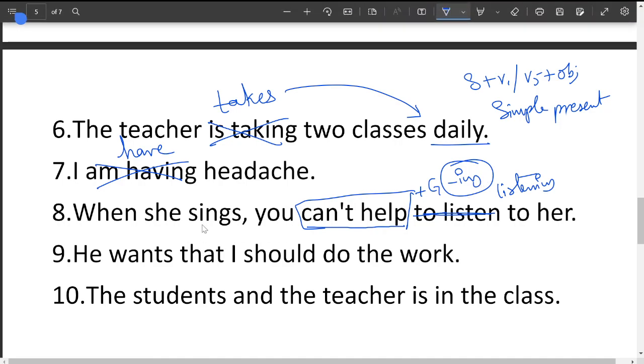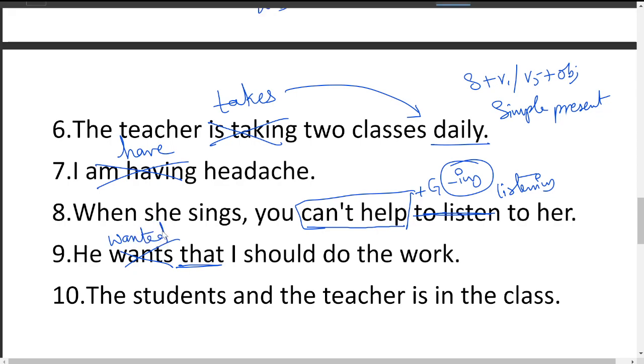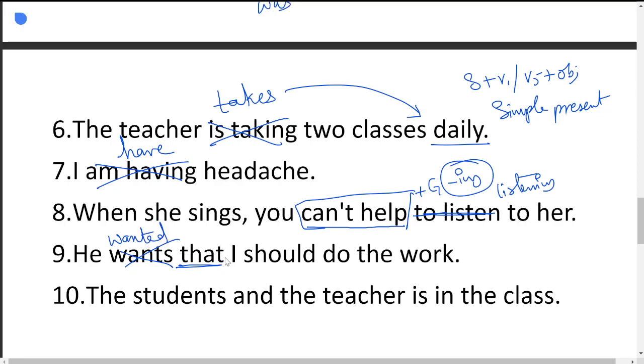Next, "he wants that I should do the work." That is the indicator here. This is indirect speech. In indirect speech, remember, you cannot use V5. You have to use "wanted," that is V2. He wanted that, he said that. These are the sentences. This is an indirect speech sentence. So, he wanted that I should do the work.